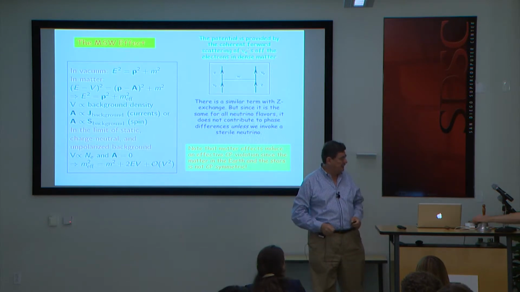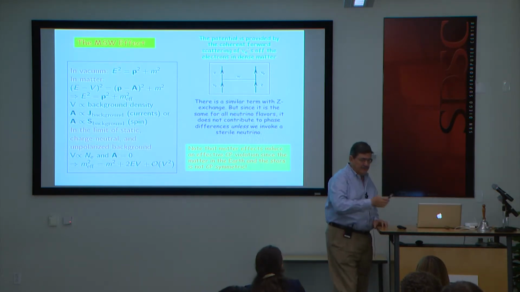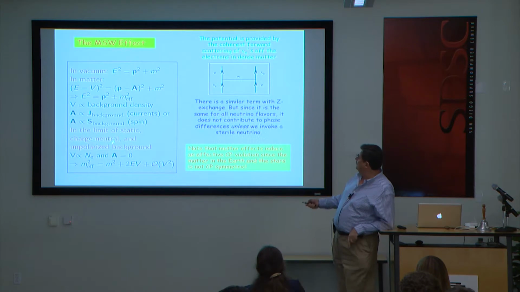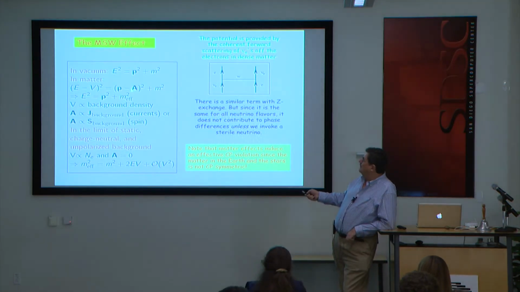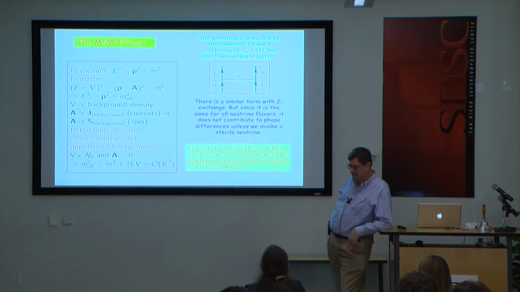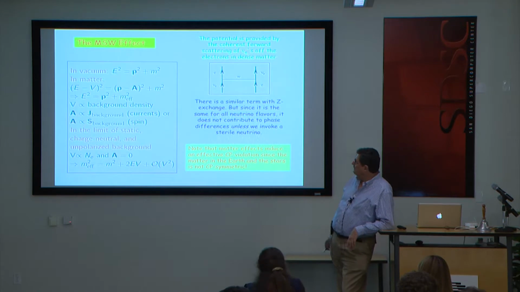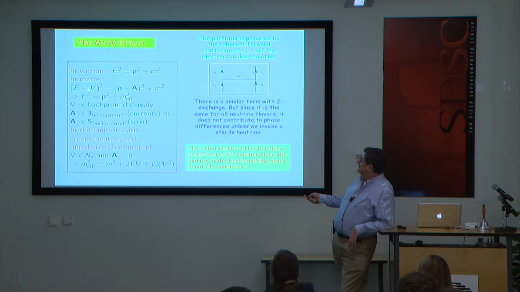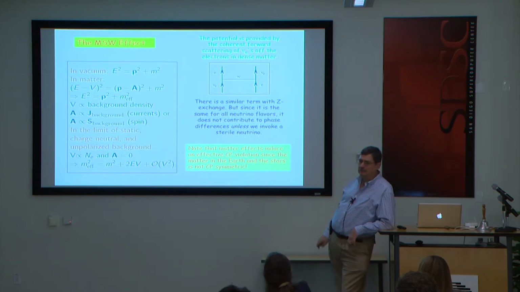So if I call the energy component of the potential, the scalar component, V, and the 3-vector component A, that's the potential given by the matter, by the background, then I can rewrite this quantity by expanding in powers of V and A as E squared equals p squared, but you no longer have just m squared here, but additional contributions coming from those terms.